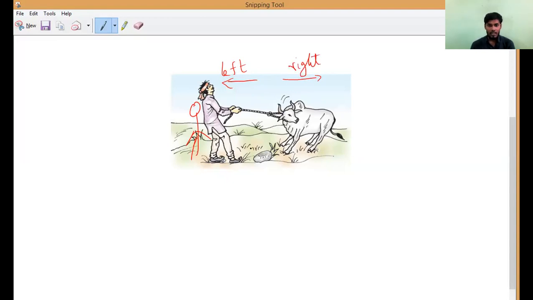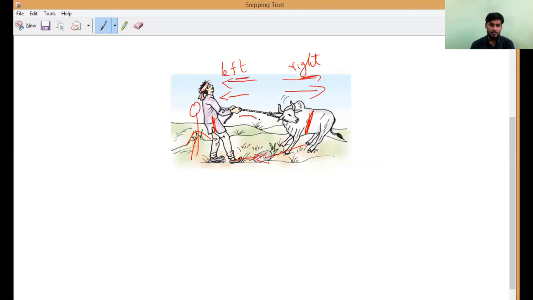That is why the person will never move forward, and the bull will never come in this direction, because they are both applying equal and opposite forces. So you can see the person is trying to pull it like this and the bull is trying to pull it like this. But you may observe, sir, here there is no contact, there is no interaction between these two bodies. But here we have some common interaction between these two bodies.